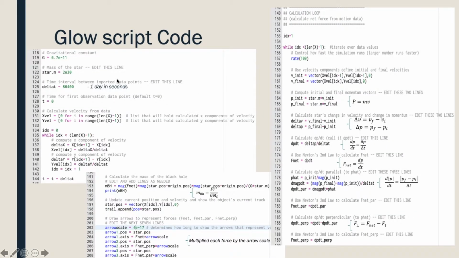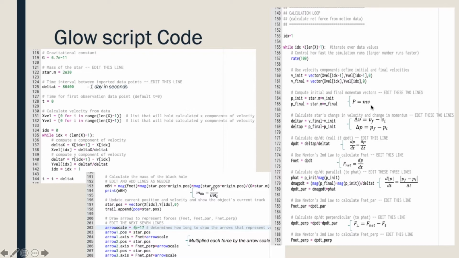Next we'll take a look at the GlowScript code. We have our gravitational constant. We have the mass of our star, which is 2e30. We have delta t, which we have converted to seconds. And next we will look at the calculation loop.